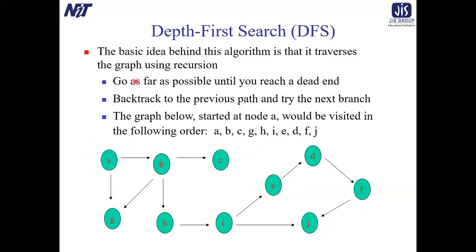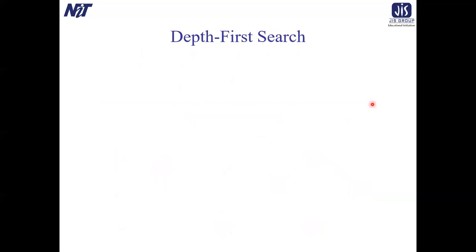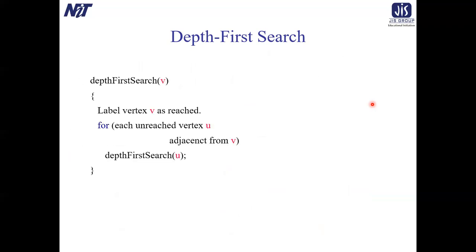So in this way, with the help of recursion, we can implement the depth first search. And it is very important to backtrack to the previous path and try the next branch. Now take an example and describe more about depth first search. This is the algorithm, or you can say the function, of depth first search in a recursive way. Depth first search of vertex V: label vertex V as reached. For each unreached vertex U adjacent from V, call depth first search of U. So every time you change the vertex, that is U, you again call the same function. So it is a recursive function.